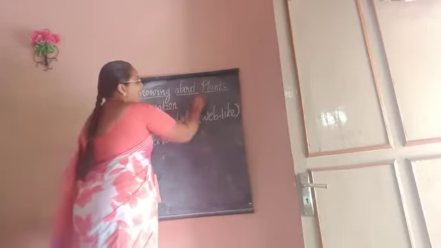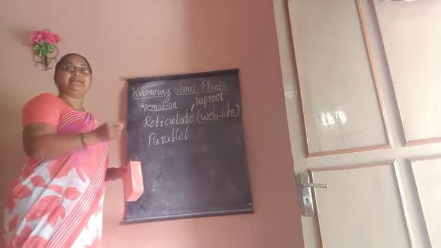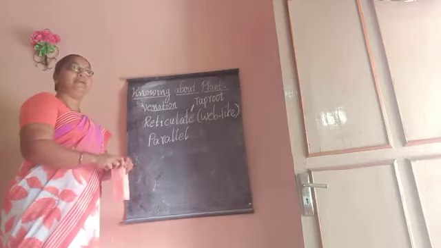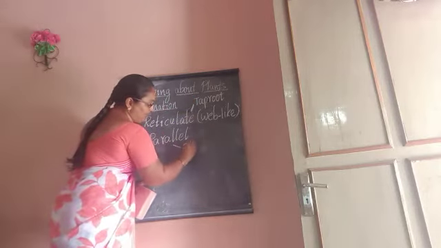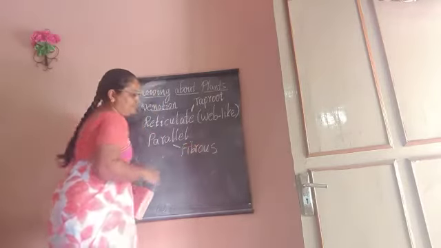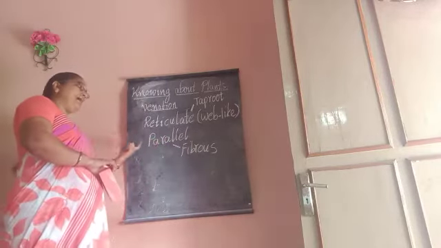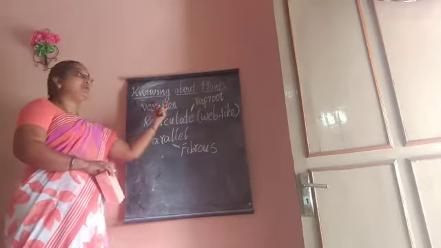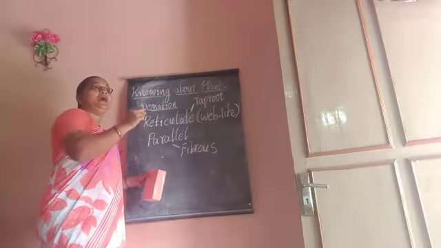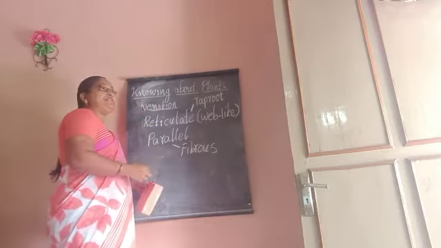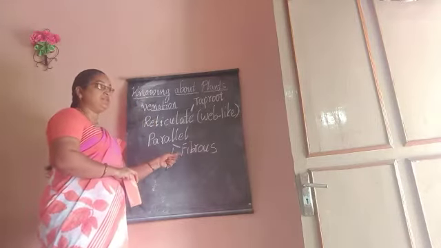Plants with taproot system will have the reticulate venation. Taproot system means it is having one main root at the center and side roots are arising from it. Plants with fibrous root system will have the leaves of parallel venation. Fibrous root system means all the roots are similar, there is no main root, and they are like small hairy roots.